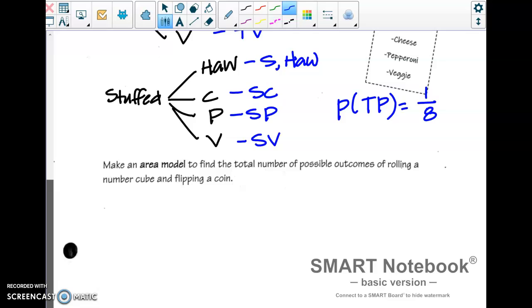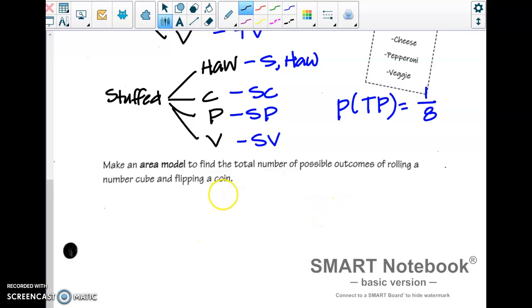So this next one says, make an area model to find the total possible number of outcomes of rolling a number cube and flipping a coin. So a number cube is just a dice. An area model works much like a multiplication table. If you think about the multiplication tables you used back in, whatever, 3rd or 4th grade, you've got a number at the top and a number on the side, and then the middle is the product of those numbers.